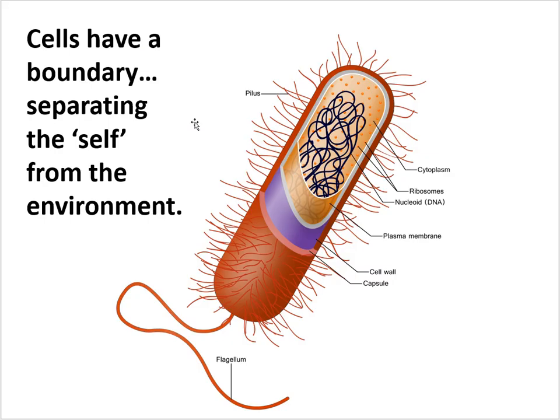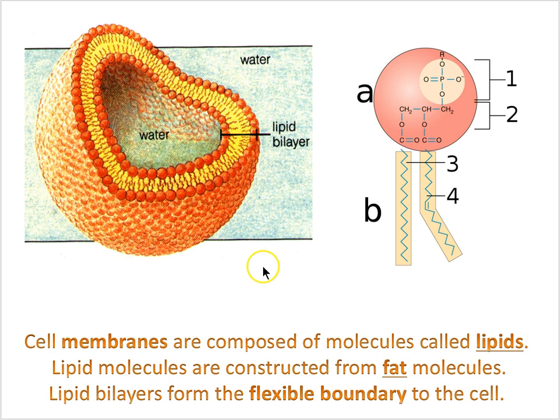So let's now break down the bacteria cell and see how molecules contribute to its structure. So cells have a boundary separating the self from the environment. The plasma membrane is that first barrier that all cells have. Some bacteria, in addition, have a cell wall and a capsule. But let's focus on the cell membrane.